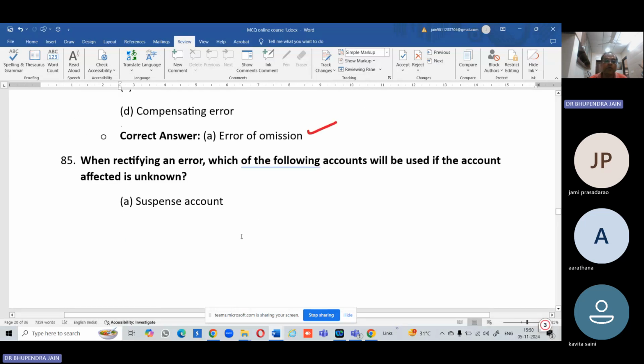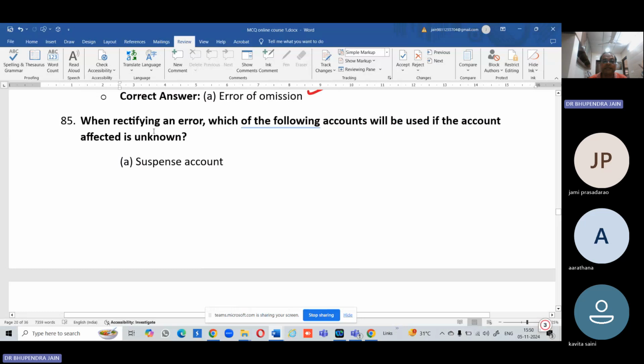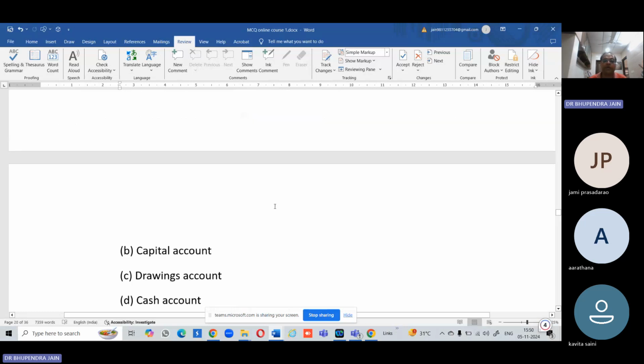Okay. Now, why rectification of error? Which of the following account will be used if the amount affected is unknown? So suspense account.